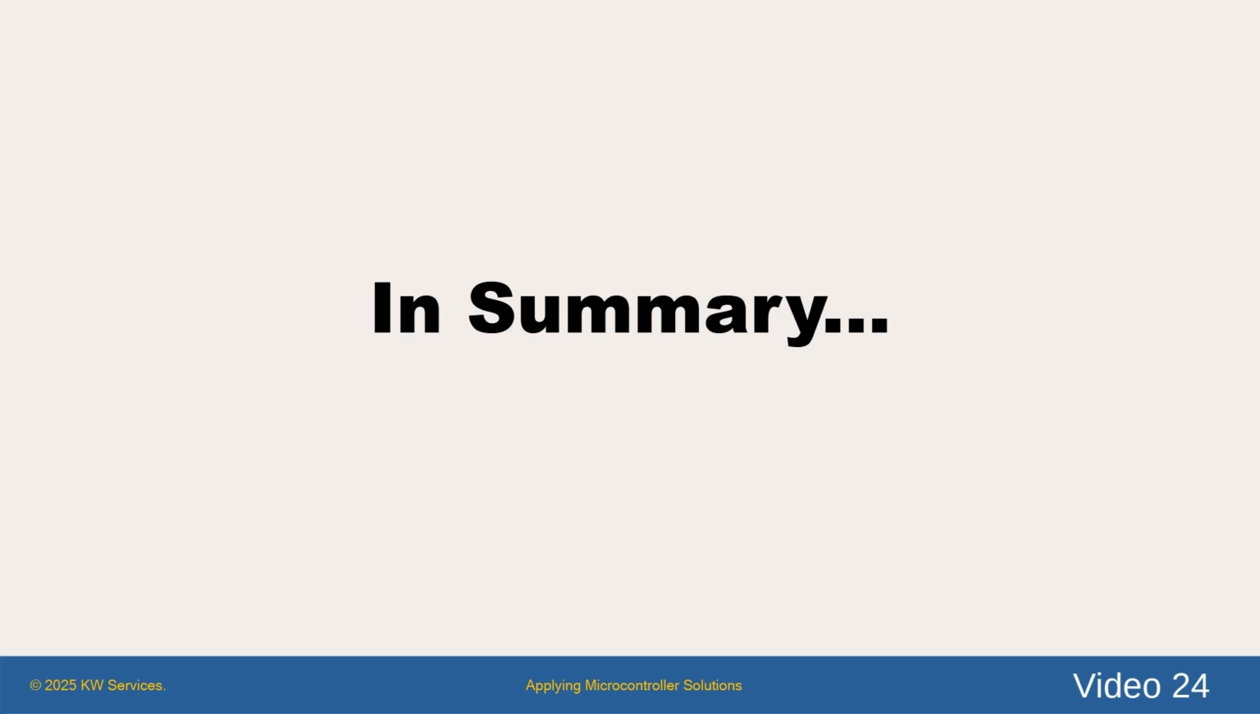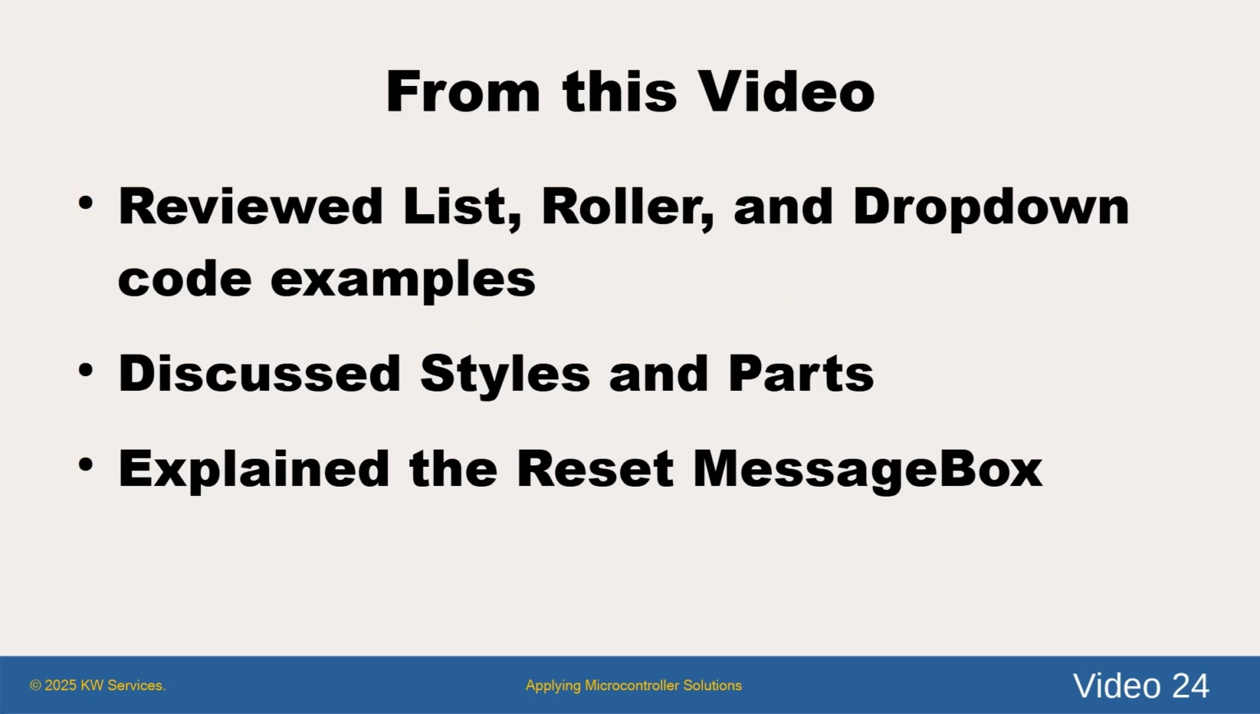So that's it for the examples. In summary, we reviewed 3 examples: a simple list, a roller widget that contains a list, and a drop-down example which displays an optional list. We discussed styles, and in particular how to change the styles for a specific part of a widget. And we explained the use of MessageBox to handle our hardware resets. I hope this helps your coding, and thank you for listening.